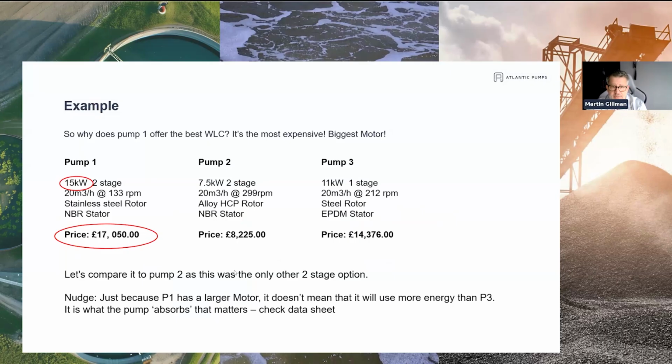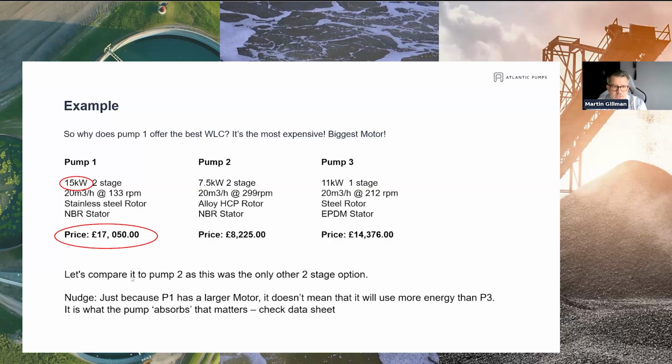And I only compared it to, well, I'm going to in a moment when we look at costs, compare it to pump 2, because pump 3 was written off straight away. Not only is it only single stage, so it's not in line with the specifications, it also has a steel rotor, so that would have corroded, and it has an EPDM stator, which, me going a bit deep, doesn't like natural fats and oils, and will chemically react, for want of a better phrase. So it really is the wrong pump.